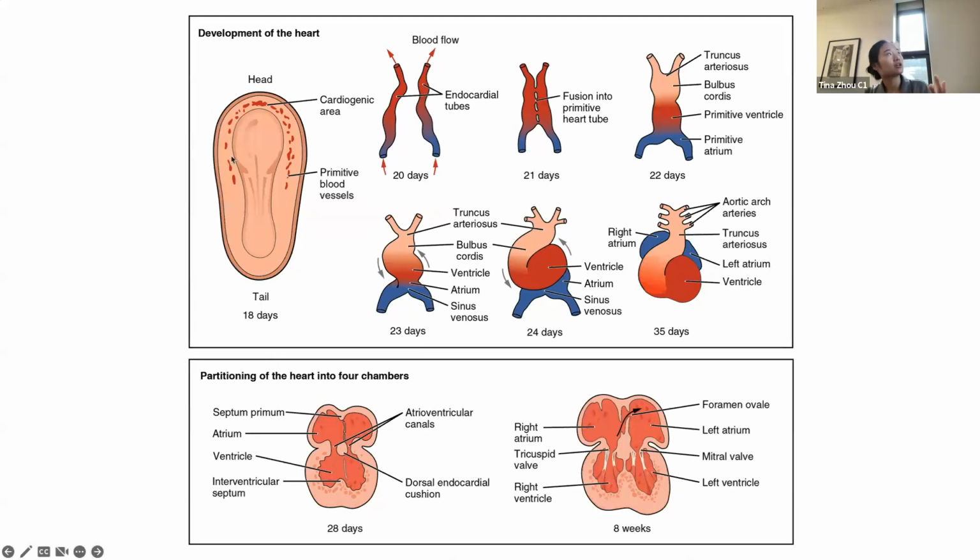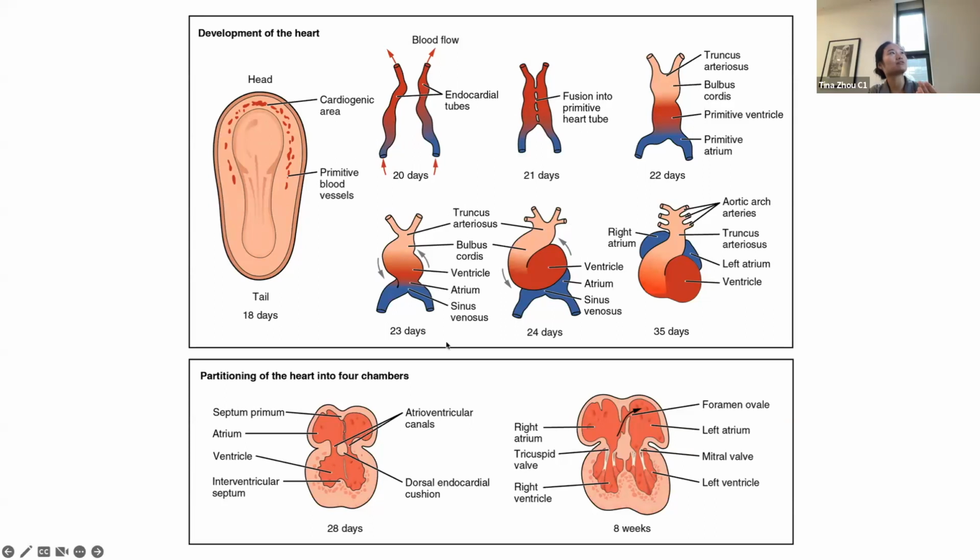In development of the heart, around 18 days, this is sort of what a fetus looks like. You have the cranial aspect, the caudal aspect, and the cardiogenic area that eventually develops into the heart. First, the mesoderm becomes two endocardial tubes, and the tubes eventually fuse to form the primitive heart tube. That heart tube differentiates initially into 4, but eventually 5 sections.